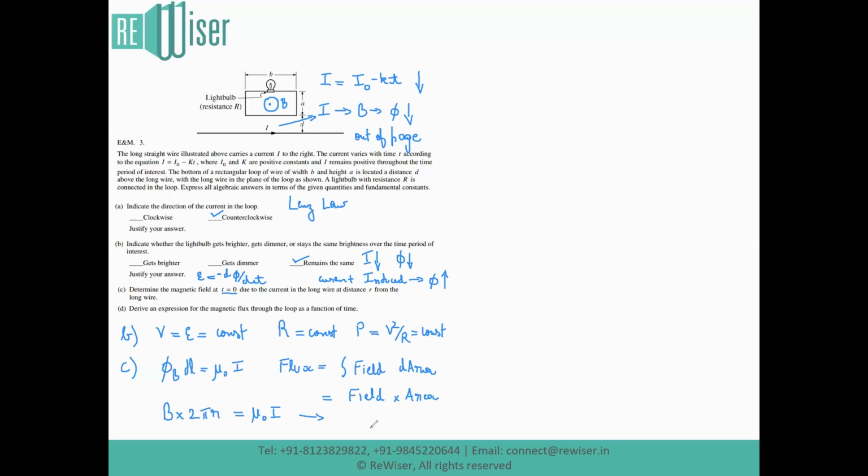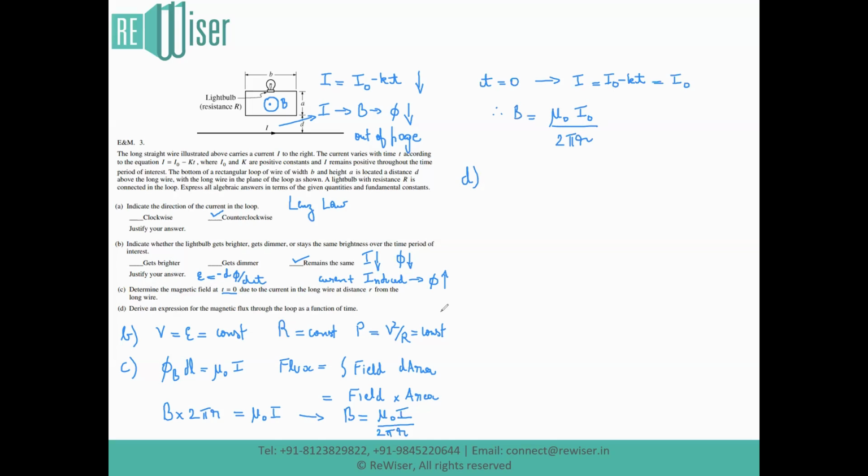This can be rewritten further as B is equal to mu naught times I divided by 2 pi r. But I also know that at time t equal to 0, the equation I equals I naught minus kt just becomes I naught, since t is substituted as 0. Thus the final equation for B is mu naught times I naught divided by 2 pi r. Let's move on to the last part of the question.